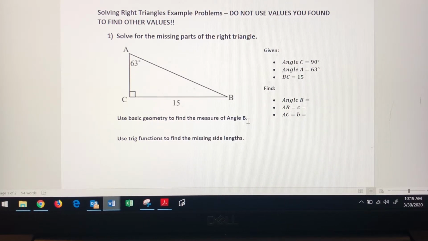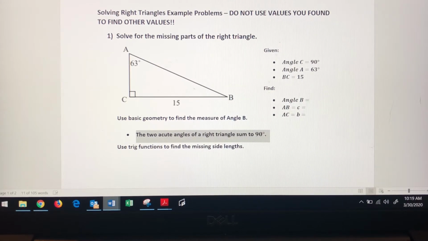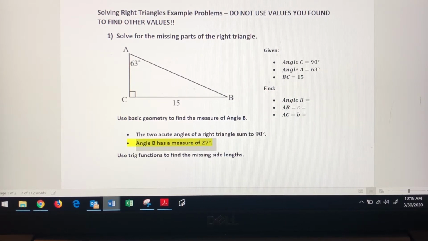So the first thing we want to do is find angle B. We know that the 2 acute angles in a right triangle sum to 90. They're complementary. Therefore, we know angle B is 27 degrees, not 37 degrees, which would be a number that some people might get mistakenly. So angle B is 27 degrees.